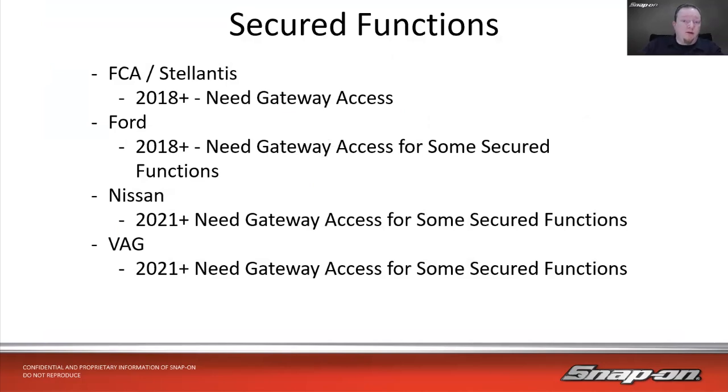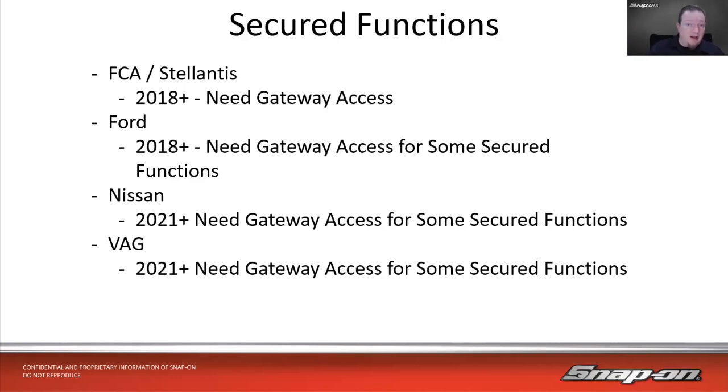Now, as we get into the newer vehicles, however, you're going to come across things like secured functions. So you may have heard a lot of talk, especially lately, about secure vehicle gateways and Snap-on security. So as far as the different manufacturers are concerned, as of the time of the recording of this video, the ones that are out there right now are FCA vehicles, Chrysler, Jeep, Dodge vehicles, that sort of thing, owned by Stellantis. It's pretty much anything 2018 and newer. I'm sure there's some 2018s that don't have it. But starting 2018 and newer, you need gateway access to get to these functional tests.